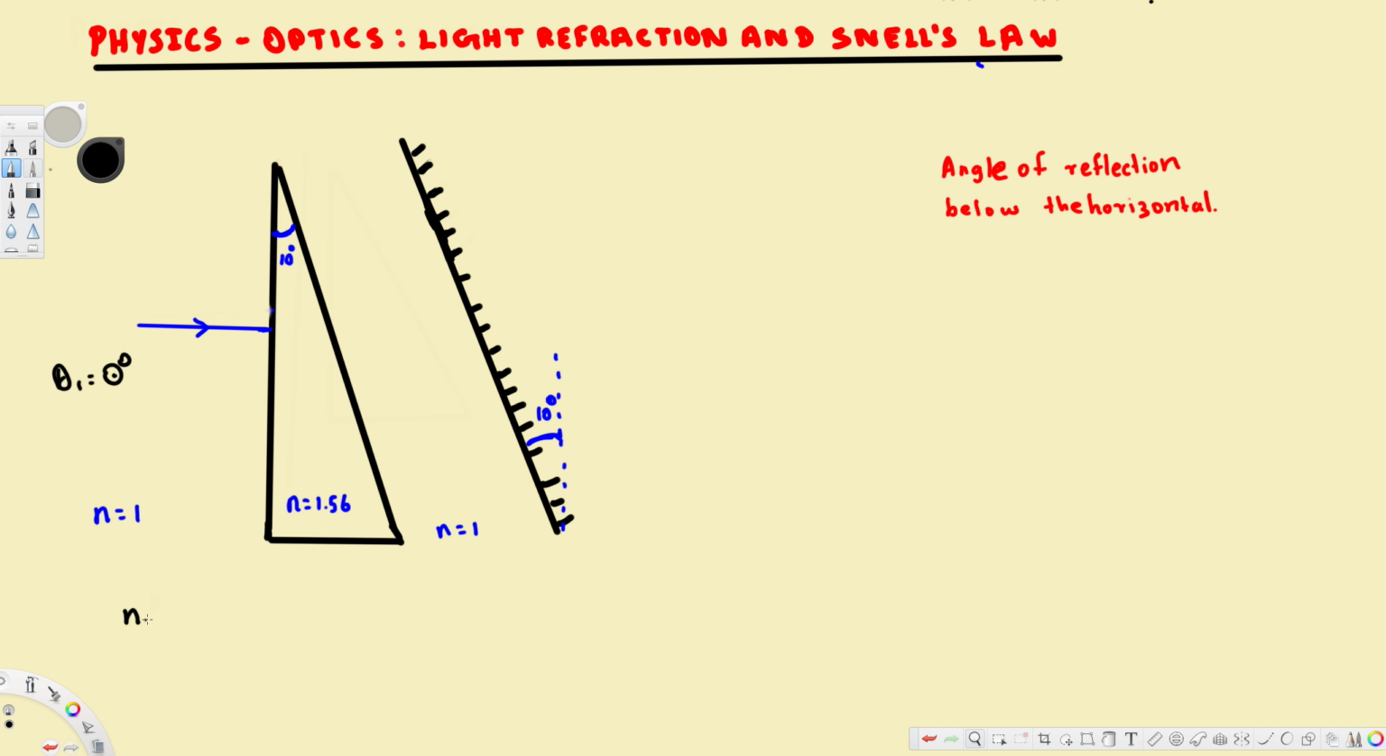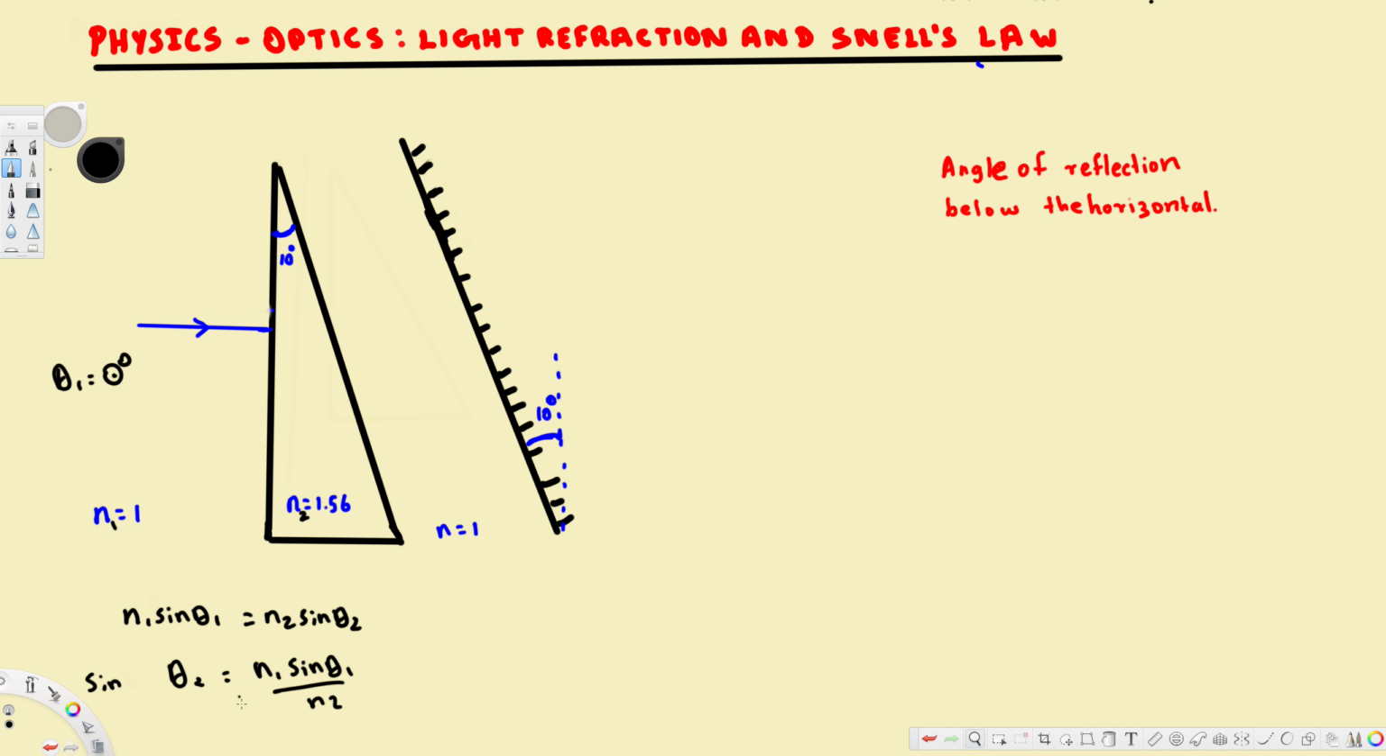Snell's law says n1 sine theta 1 is equal to n2 sine theta 2, and here we know that n1 is equal to 1 because this is air, and n2 is going to be 1.56. Here what we are trying to find is theta 2, the angle of refraction inside. To find that one, we have to rearrange this equation. Sine theta 2 is going to be equal to n1 sine theta 1 divided by n2.